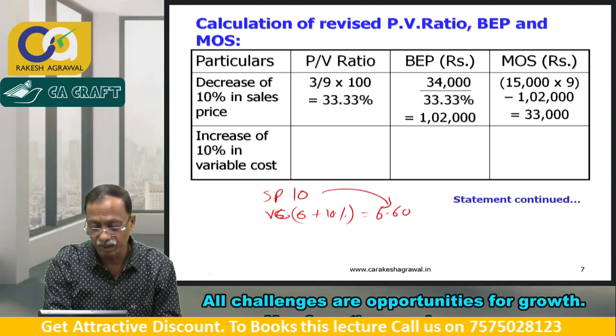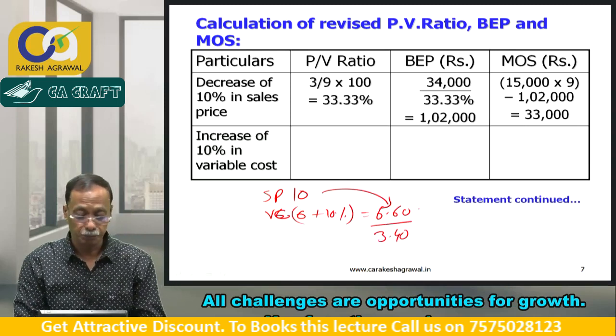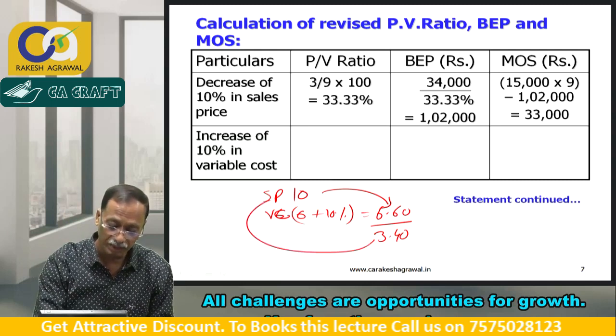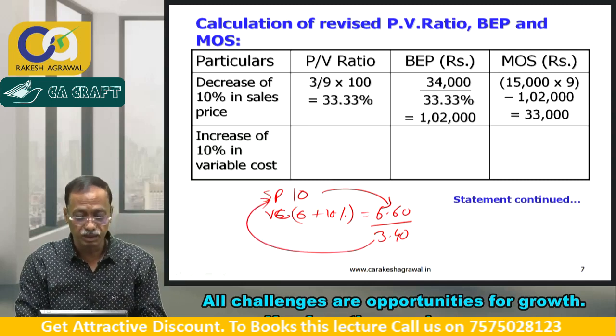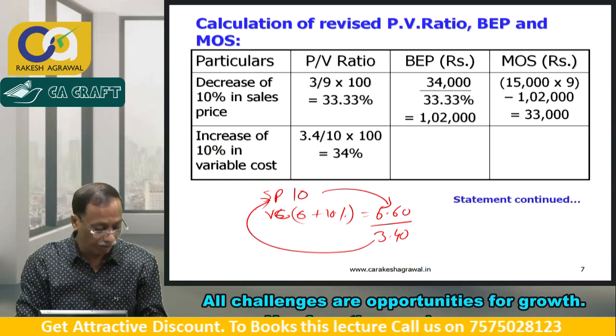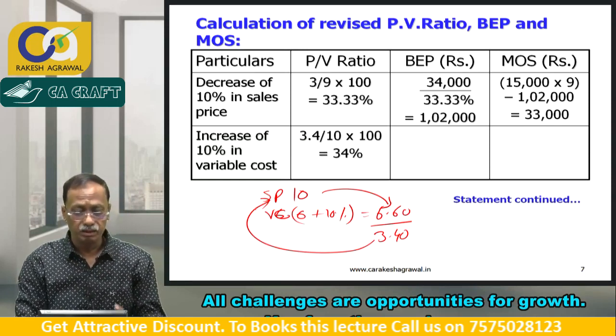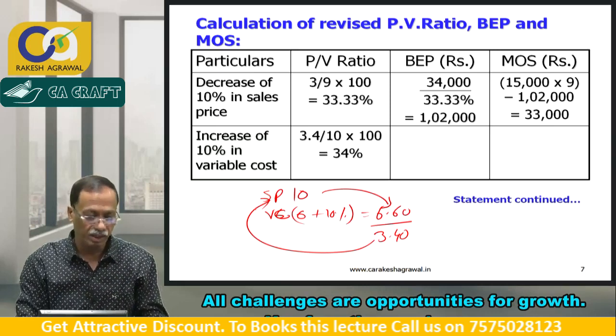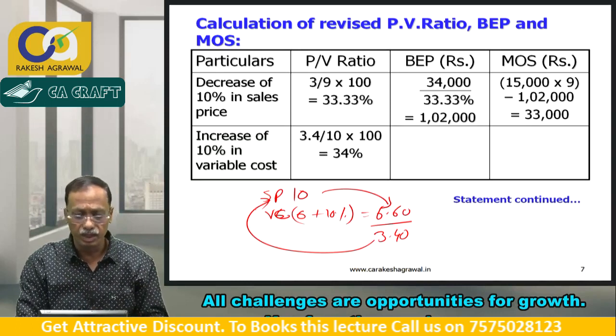And 10 rupees minus 6.6, your contribution will become 3.4, correct? Contribution will become 3.4 and 3.4 divided by selling price. The PV ratio will become 34%. Okay. So PV ratio will be 3.4 divided by 10. That is what I was saying. Make only one change at a time. 3.4 divided by 10 into 100. That is 34%. Do the remaining calculation now.